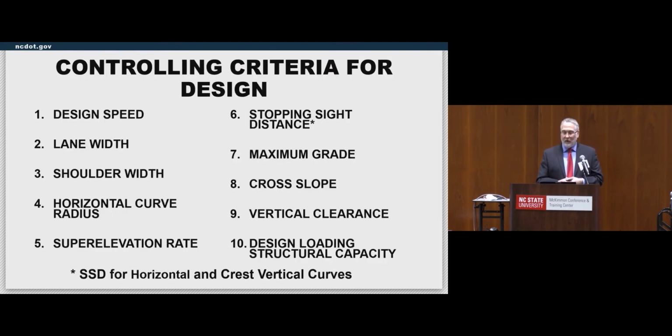There are 10 controlling criteria that need to be evaluated on interstate projects. They include design speed, lane width, shoulder width, superelevation, horizontal curve radius, superelevation rate, stopping sight distance for horizontal curves and crest vertical curves. I want to note that we no longer are required to evaluate the stopping sight distance on sag vertical curves. The remaining criteria are maximum grade, cross slope, vertical clearance, and design loading structural capacity. The 10 controlling criteria listed are applicable for interstate projects, as well as any project that has a design speed greater than 50 miles per hour.